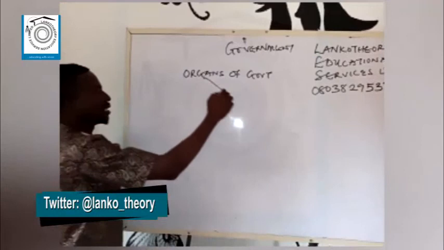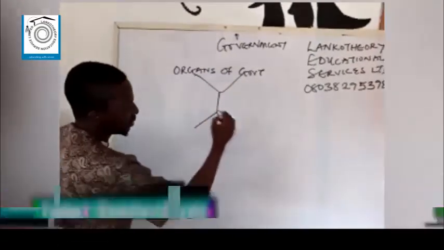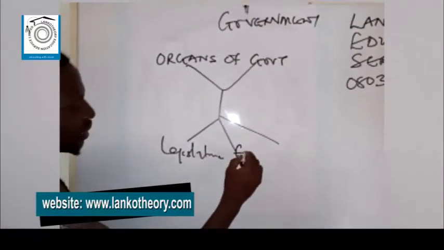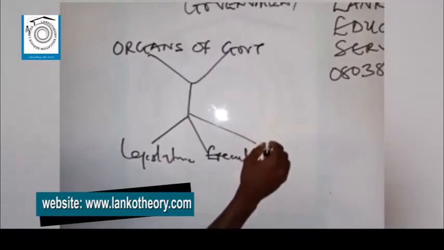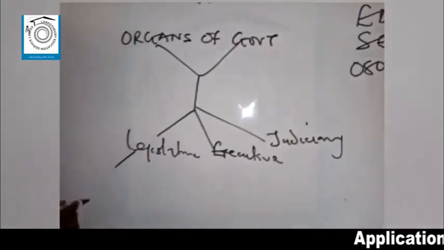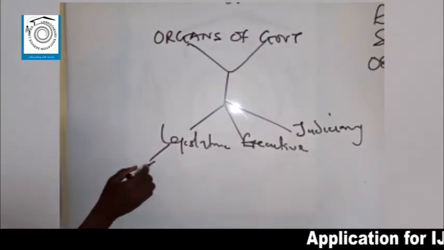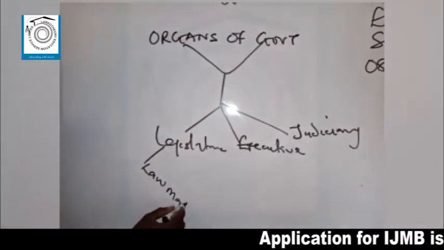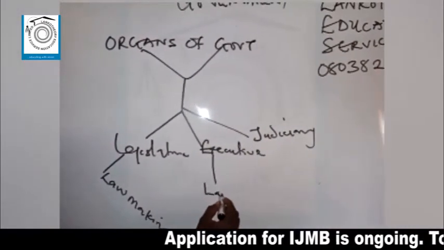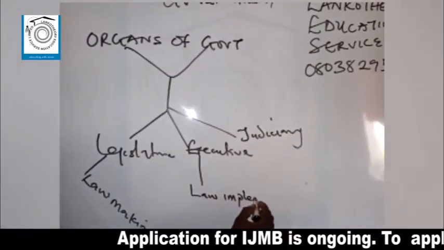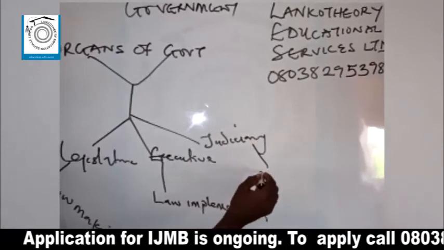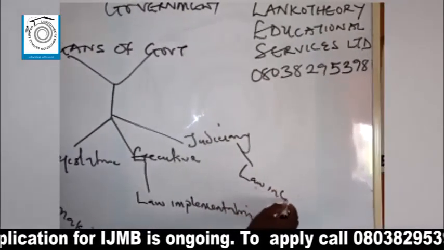These organs of government basically are divided into three. The first is the legislature. The second is the executive, while the third one is the judiciary. The legislative arm is saddled with the responsibility of lawmaking, while the executive is saddled with the responsibility of law implementation. And the third one, the judiciary, is saddled with the responsibility of law interpretation.